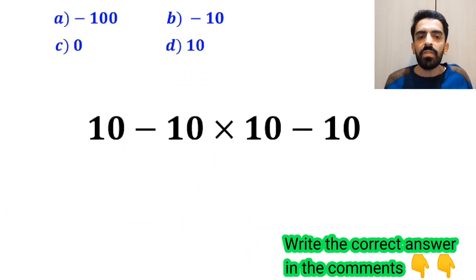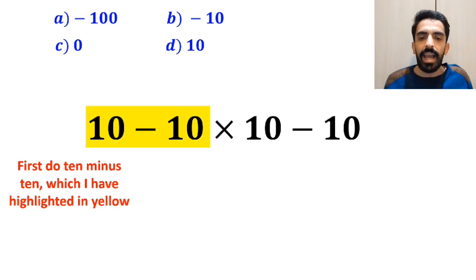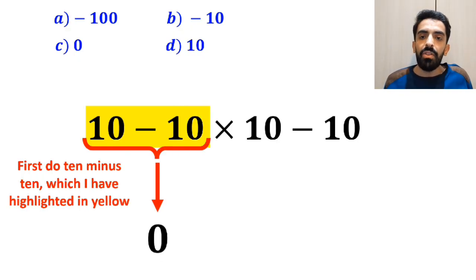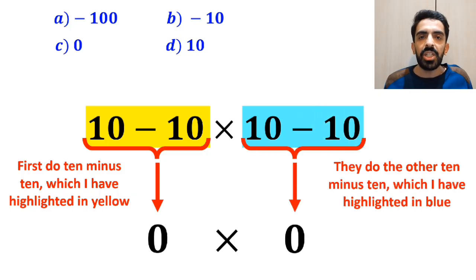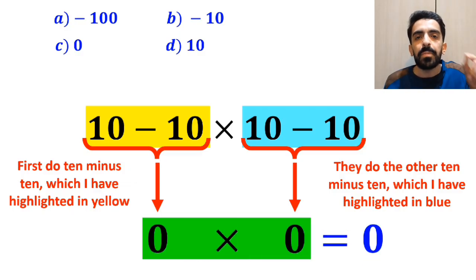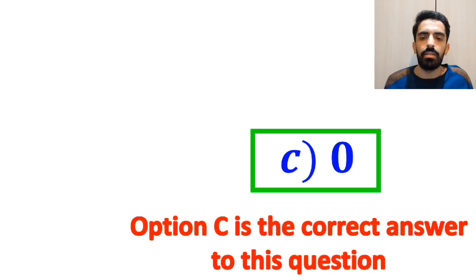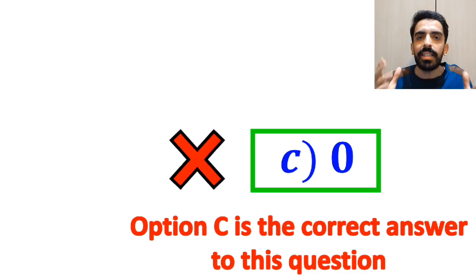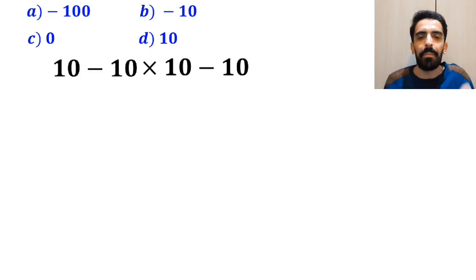Also, some people when solving such a problem first do 10 minus 10, which I have highlighted in yellow, and replace it with 0. Then they do the other 10 minus 10, which I have highlighted in blue, and replace it with 0 as well. Finally, they say 0 times 0 must be equal to 0. And immediately they claim that option C is the correct answer to this question. But I have to say we were tricked and it's not the correct answer to this question. Now let me show you how to solve this expression properly.